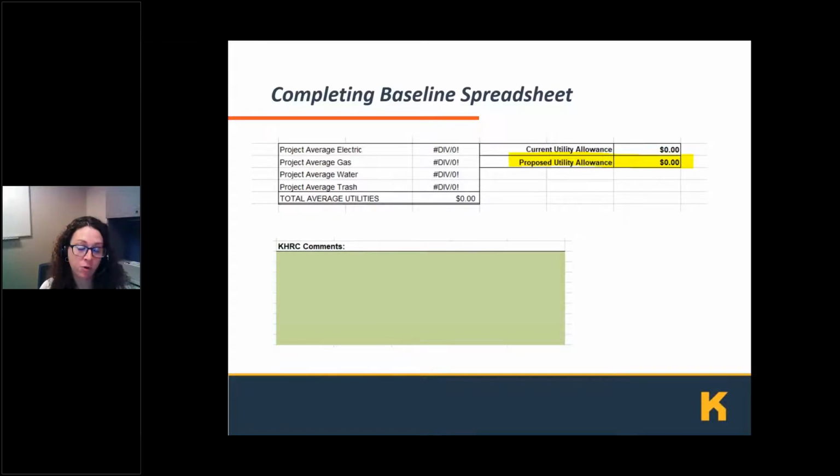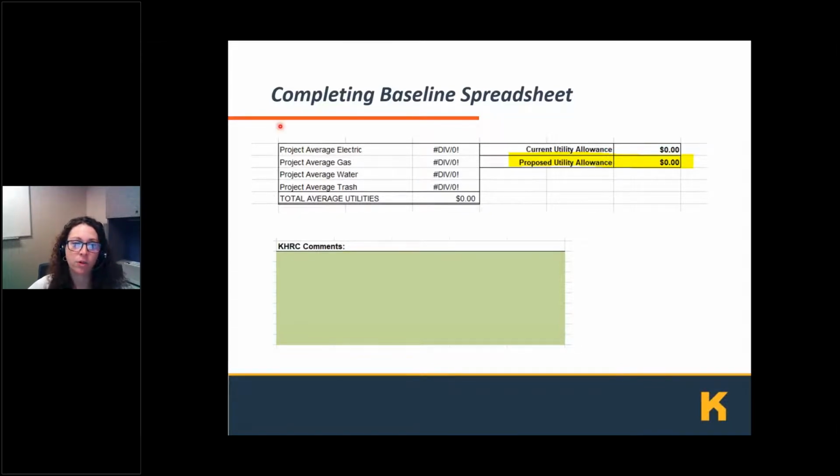So if you have more than one utility at your property, of course, you're going to have an electric and a gas, maybe a water, maybe trash. So that first tab that I showed you where you need to enter the current utility allowance, it's important to do that because that number is going to carry down.